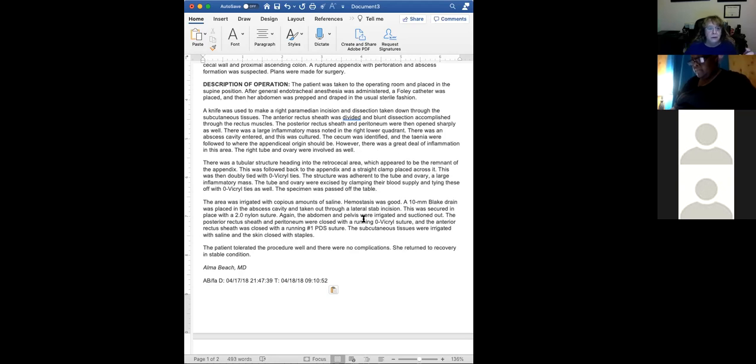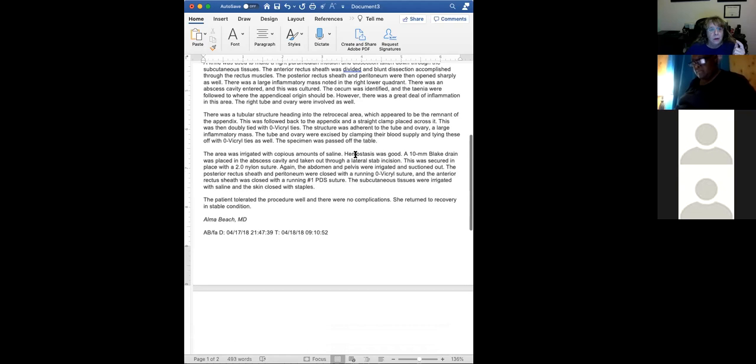Oh, that means her appendix ruptured. Okay. The right tube and ovary were involved as well. Okay, that's why they took out that as well. Okay.